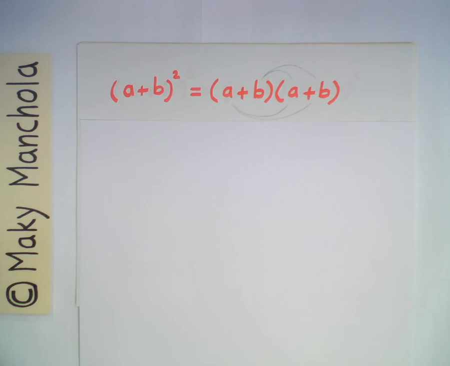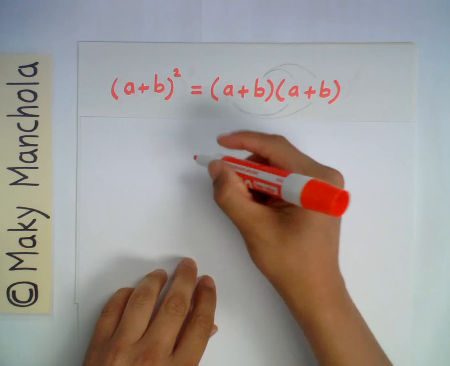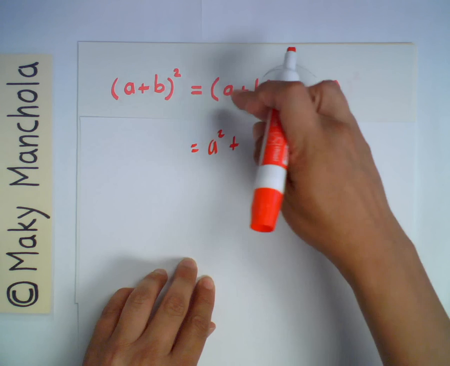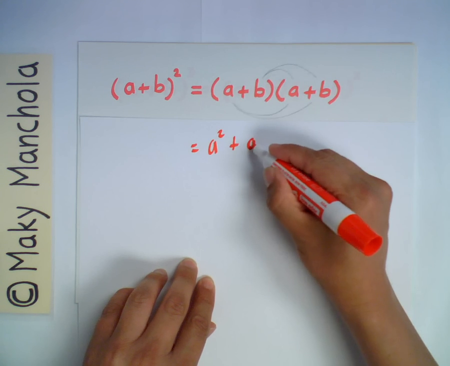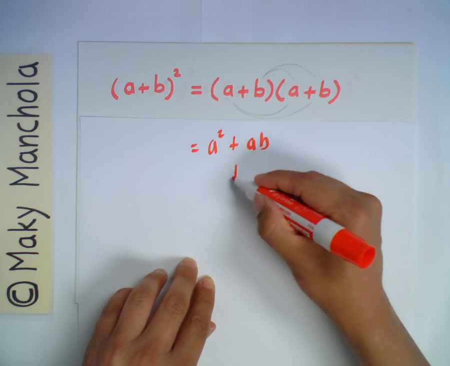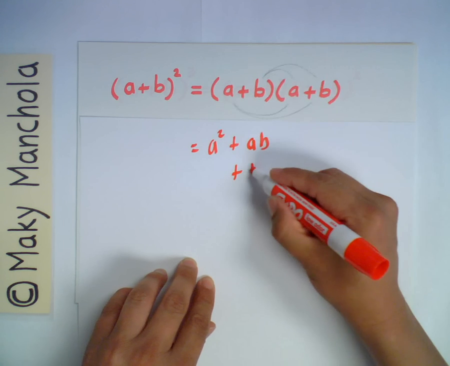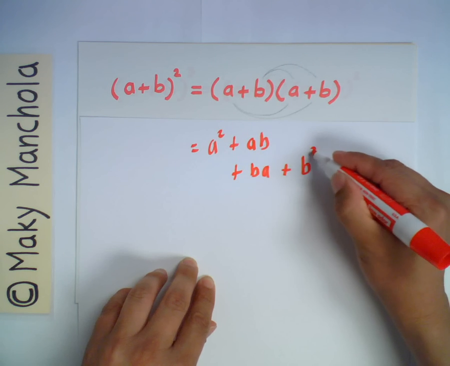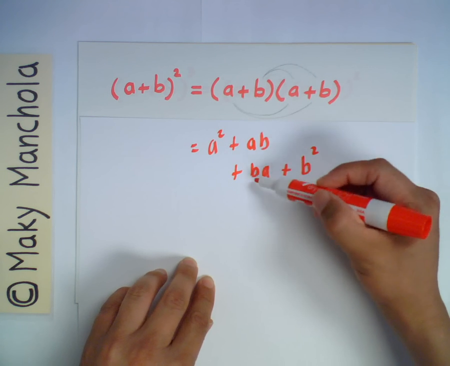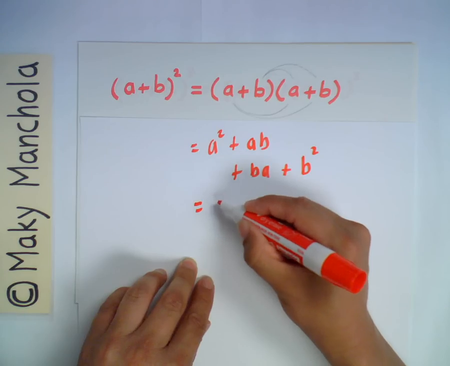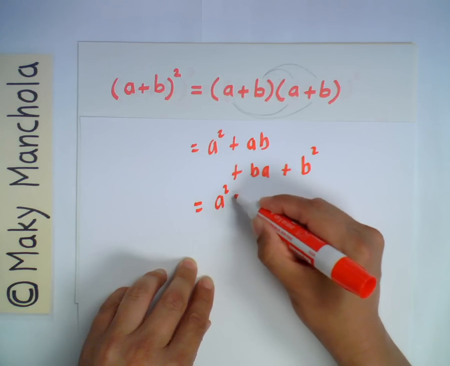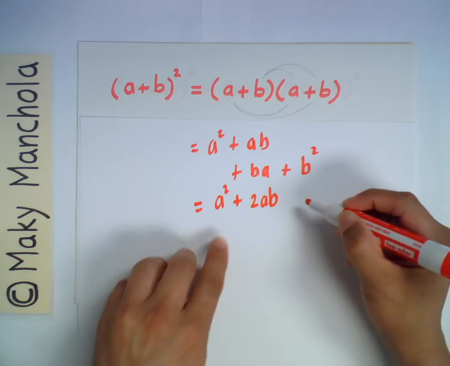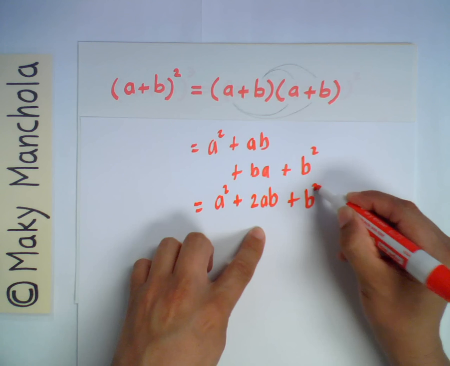When we multiply a times a, we get a squared, plus a times b, plus b times a, plus b times b, which is b squared. Now ab and ba are like terms, they're both ab, so we can combine them. There's two of them, so a squared plus 2ab plus b squared.